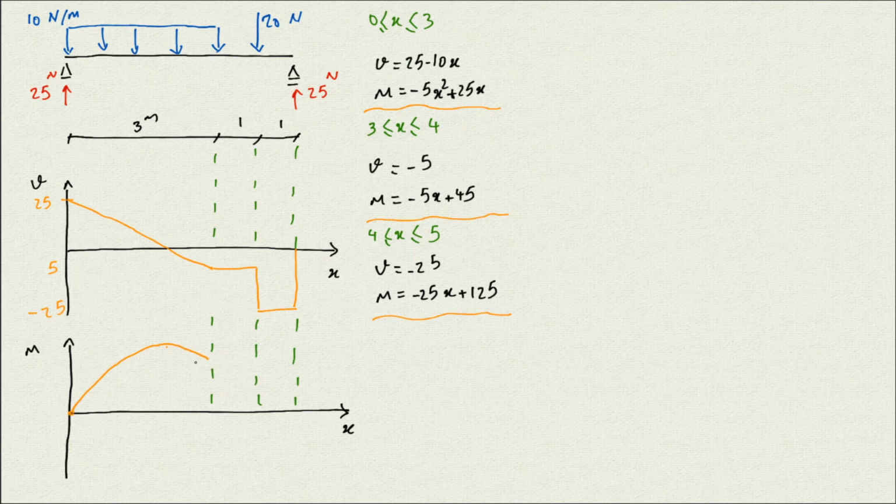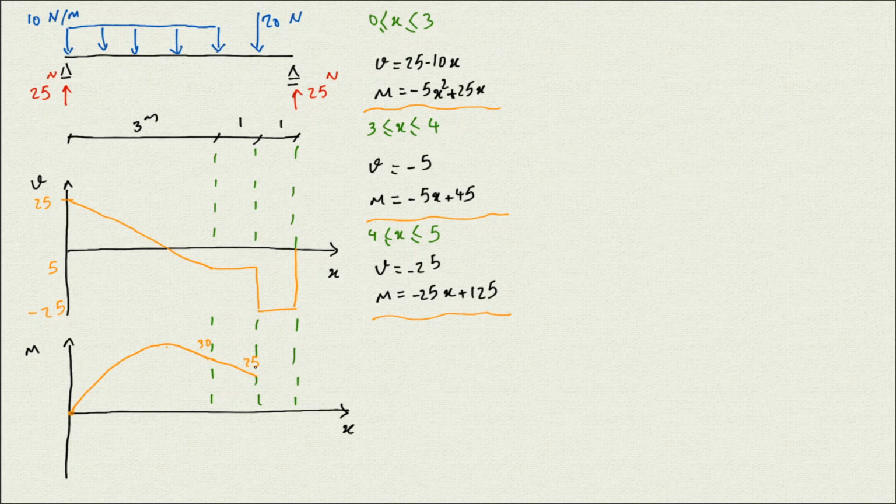At this point it's going to be 30. So we'll write that. It's going to be 30 here, and then between 3 and 4 it's going linearly down. If I put the 3 there, it's going to be negative 15 and 45, so it's 30, exactly the same location as the other end. And if I put 4 there, it's going to be negative 20 and 45, so it ends up being 25. So it goes from here to 25 linearly.